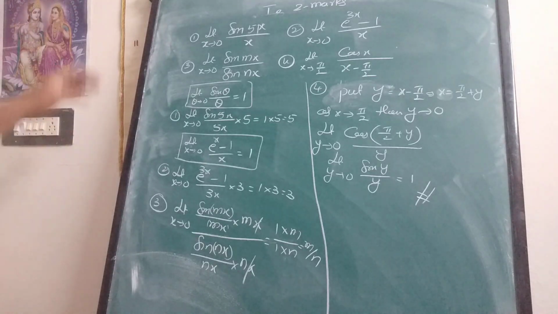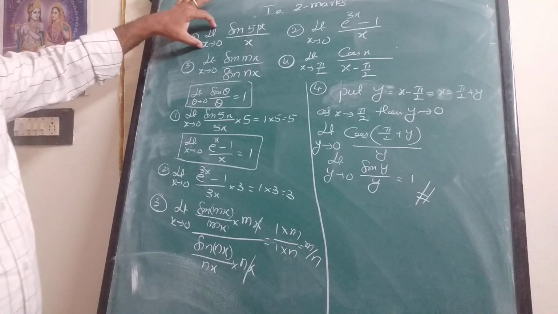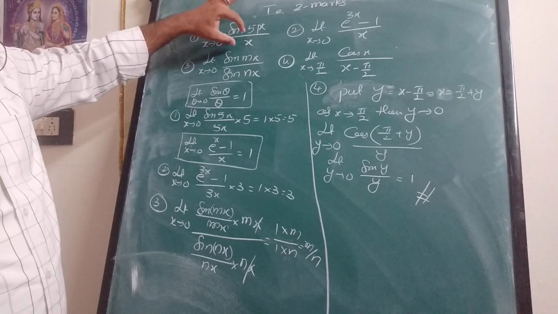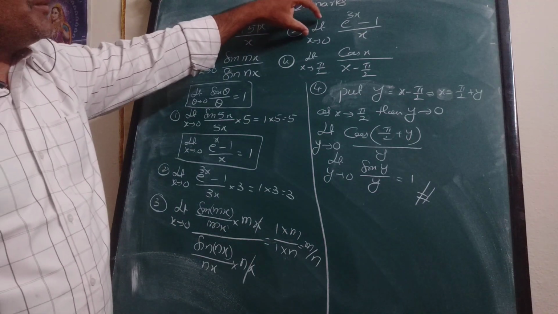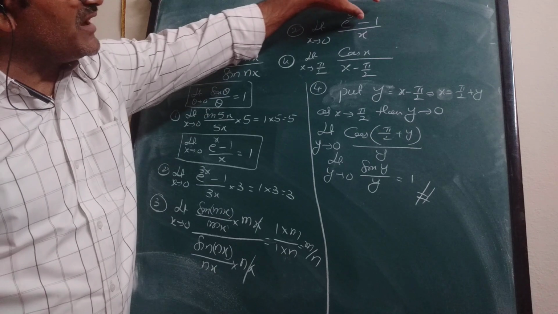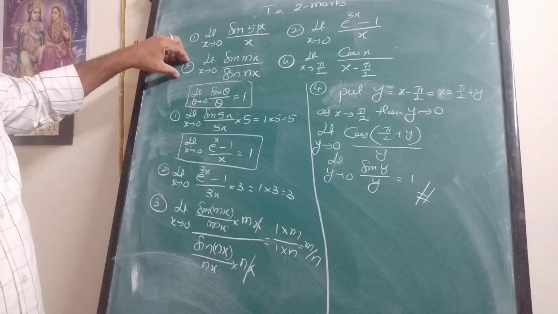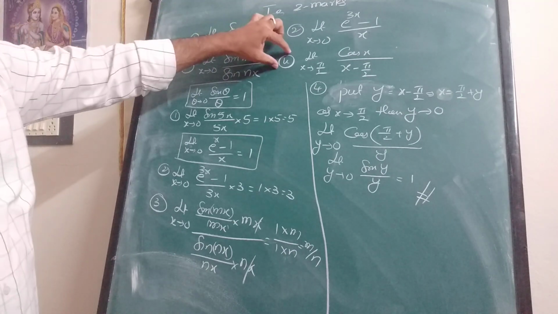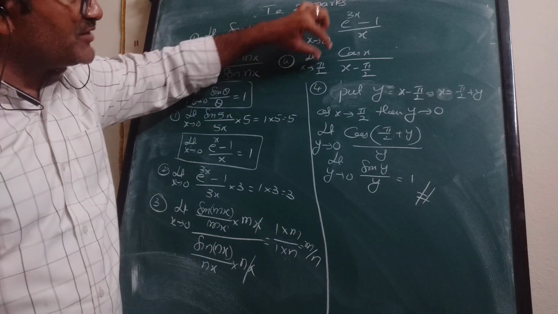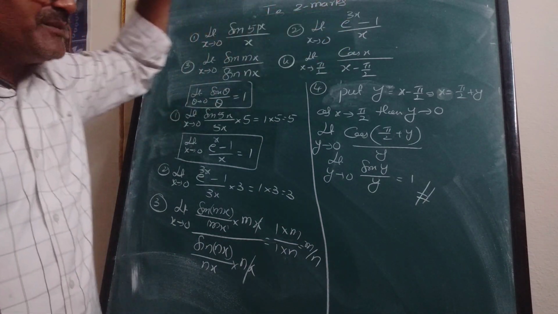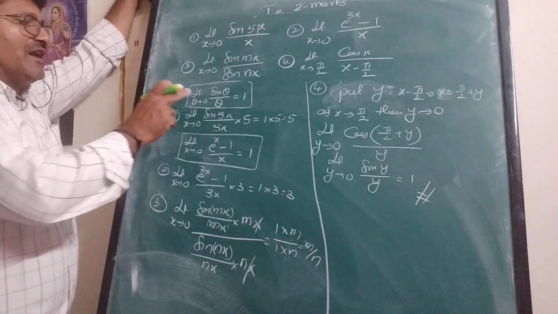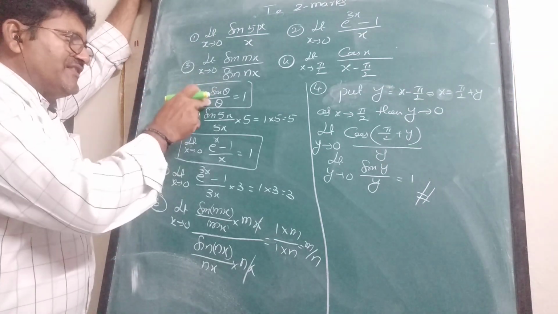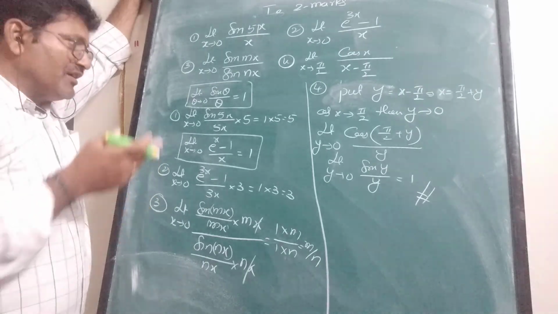Now children, limits. Limit x tends to 0 sin 5x by x. Second problem is limit x tends to 0 e power 3x minus 1 by x. And third problem, limit x tends to 0 sin mx by nx. And the fourth problem is limit x tends to pi by 2 cos x by x minus pi by 2. Now we are applying the formula limit theta tends to 0 sin theta by theta, value is 1. Already we have the proof for that.